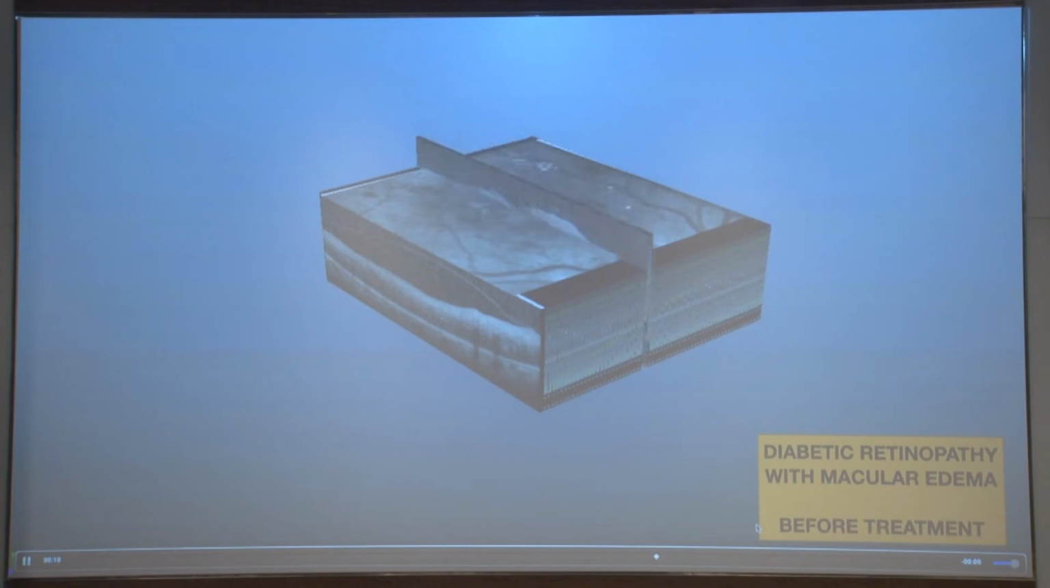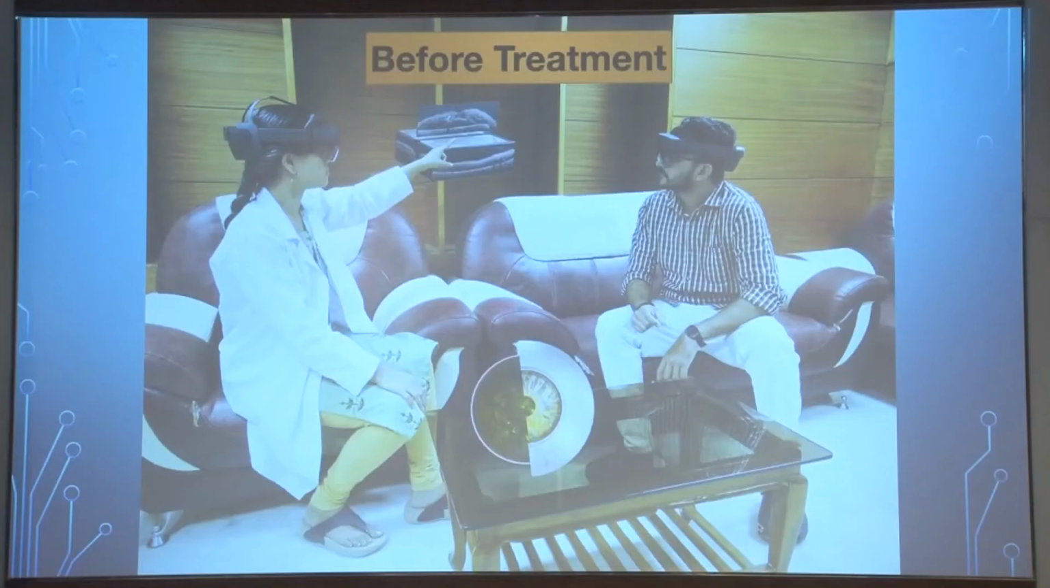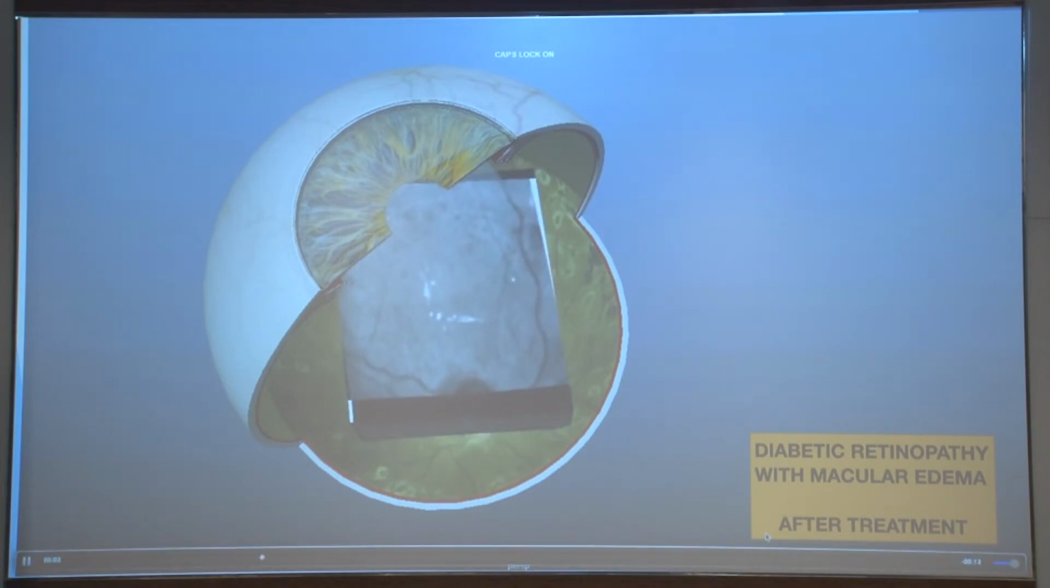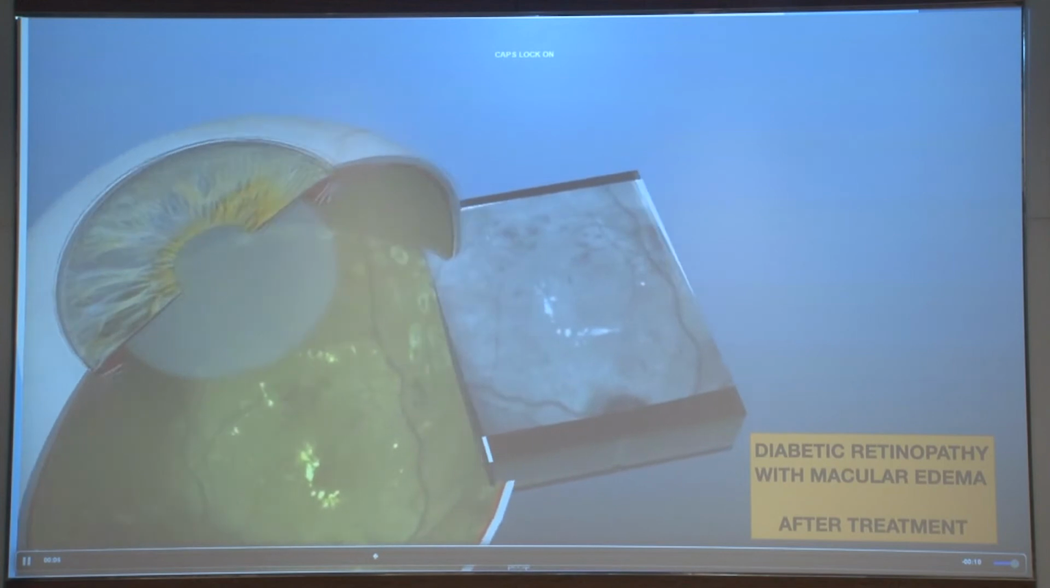What we do in a two-dimensional system, we can actually see in 4D, and the counseling of the patients can also be done in 4D, where we can enhance our counseling experience for the patient, and make them understand that this is why we need to do an anti-VEGF injection. Once the same patient after treatment, you can see the PRP spots, as well as once the injection is done, the edema has now settled down.